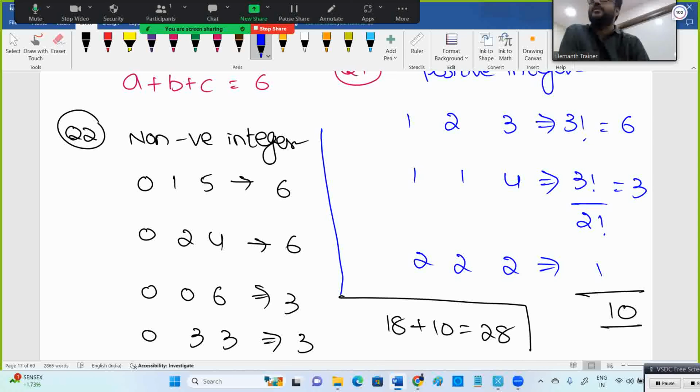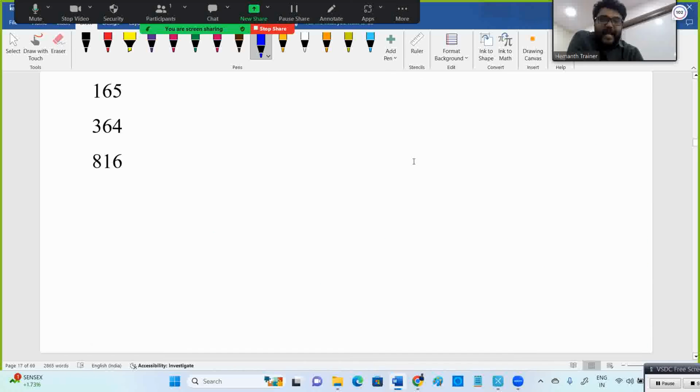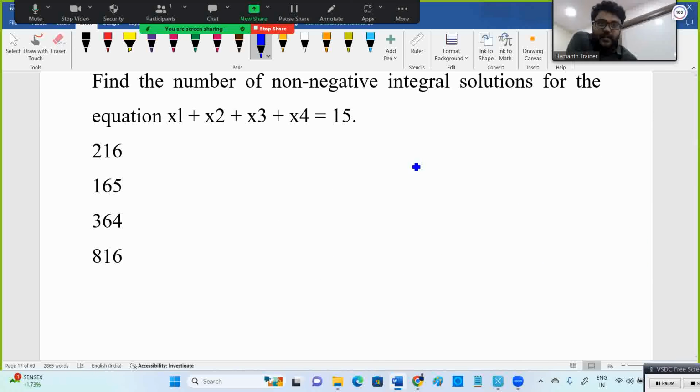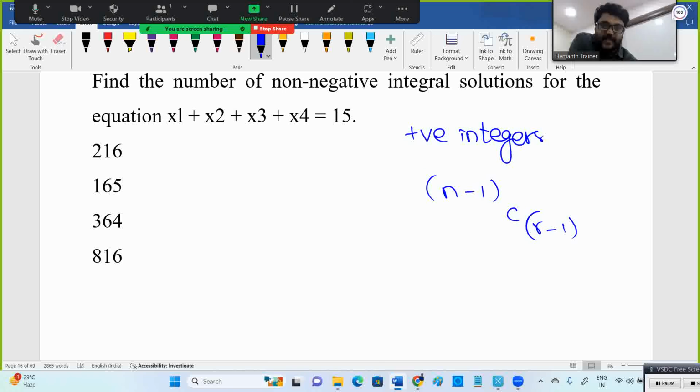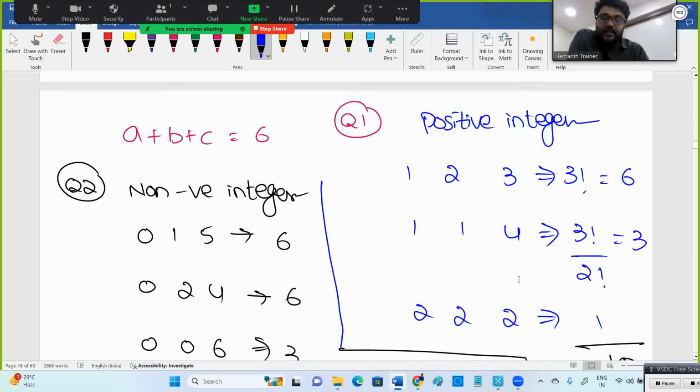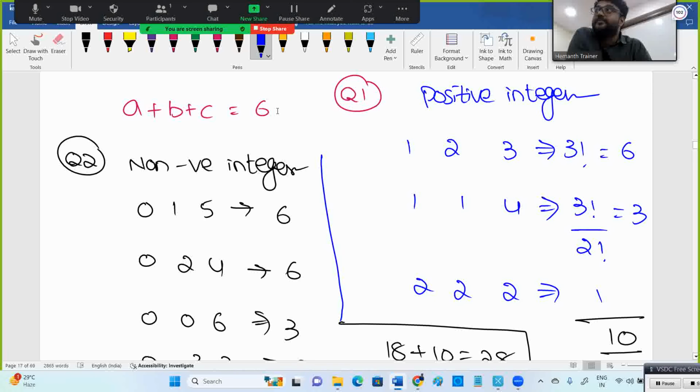If they're given positive integers, your answer should be n minus 1 C r minus 1. Positive integers, n minus 1 C r minus 1. Listen, this value is n. R means how many variables are there? R variables. In this A plus B plus C, how many variables for us? 3 variables. N value 6.